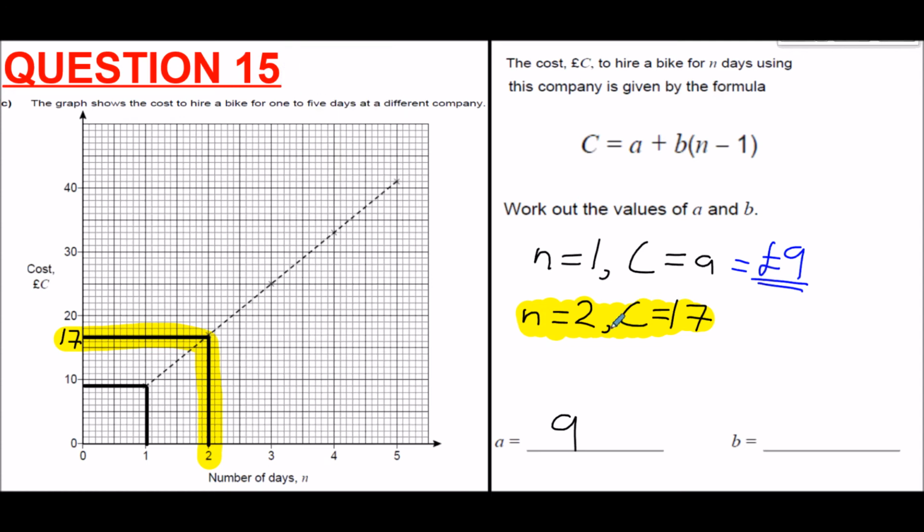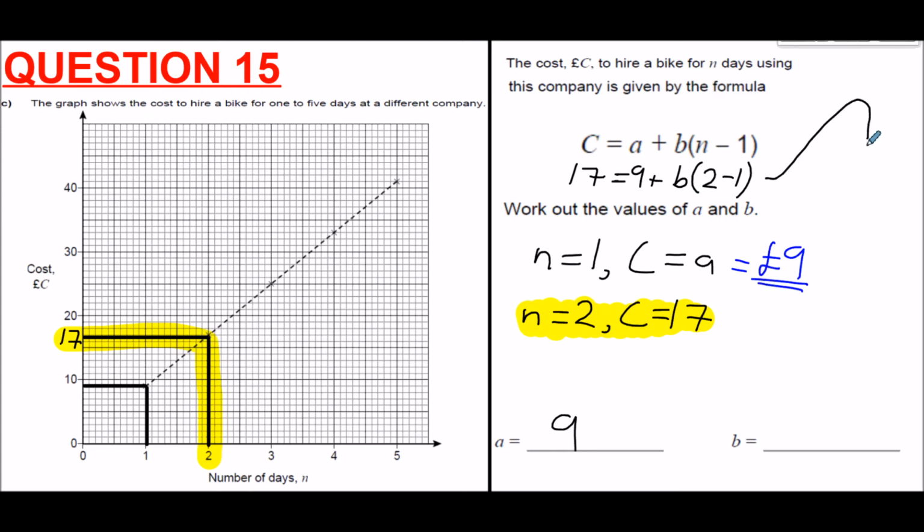So now what we can do is use this formula. So when n is 2, C is 17. And so C, which is 17, equals A, whatever A is. Well, A is 9, isn't it? So actually we can replace A with 9. So 17 equals 9 plus B, brackets 2 minus 1. There's nothing in between B and that bracket, so it means B is being multiplied by what's in the bracket. BIDMAS. Work out the brackets first if we can.